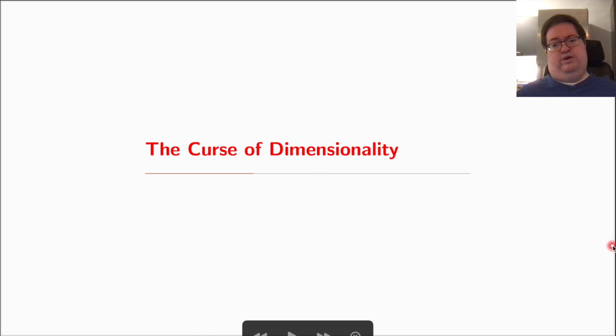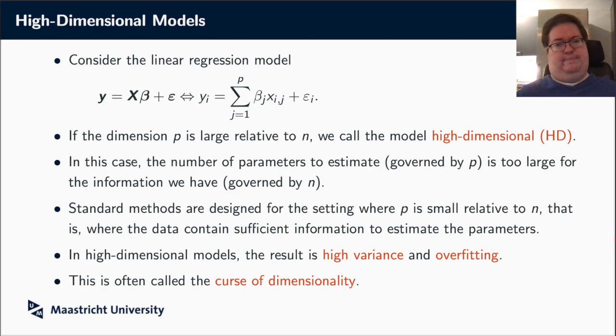Let me now go into the so-called curse of dimensionality and the reason why we do high dimensional statistics. For illustration, take our linear regression model and assume that P is relatively large. In that case, we call it high dimensional. We will see later what relatively large compared to n actually means. The key feature is that we don't have enough observations to estimate this model in a standard way.